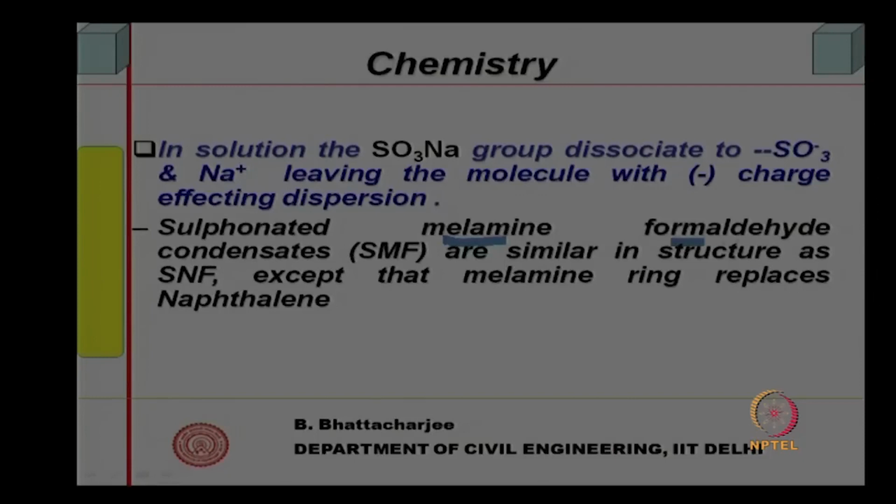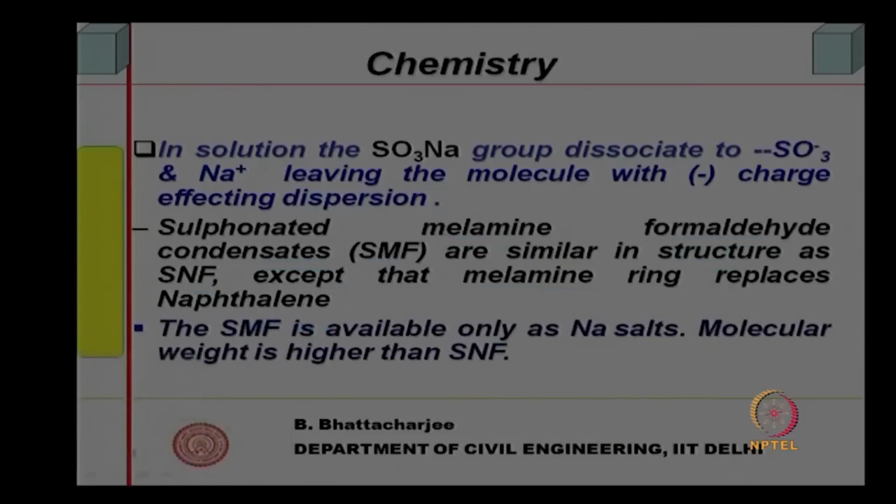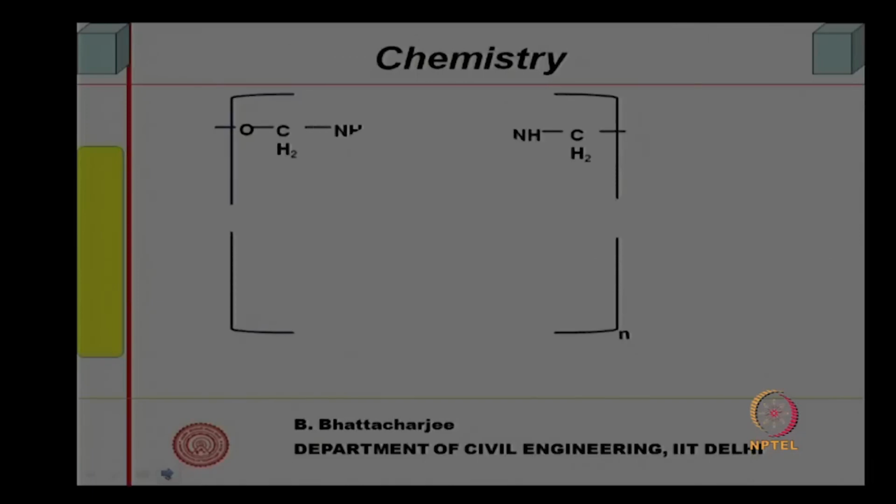The next one is sulfonated melamine formaldehyde condensates, and this is similar to SNF, the earlier one that we looked at, except that a melamine ring replaces the naphthalene double ring. This is available only as sodium salts, not as calcium salts. The molecular weight is slightly higher than SNF, and that is how it will look.